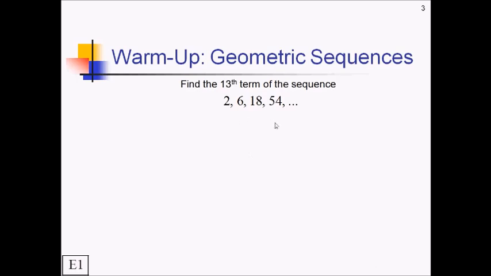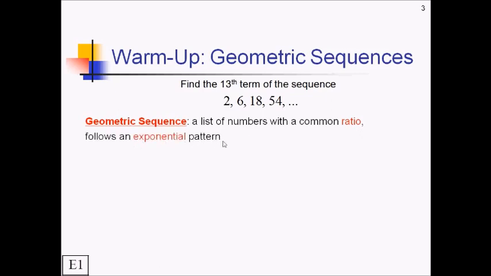Now, looking at this, you're going to notice right away this is not an arithmetic sequence. We're not adding the same thing to get the next number. Instead, we are multiplying to get the next number. So this is an example of a geometric sequence, which is a list of numbers that have a common ratio rather than a common difference. Because we're multiplying by the same thing over and over again, we don't have a linear pattern anymore. Now we have an exponential pattern.